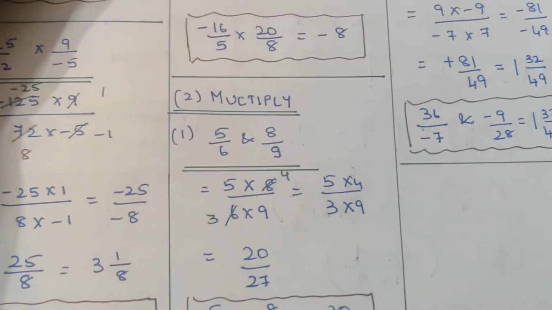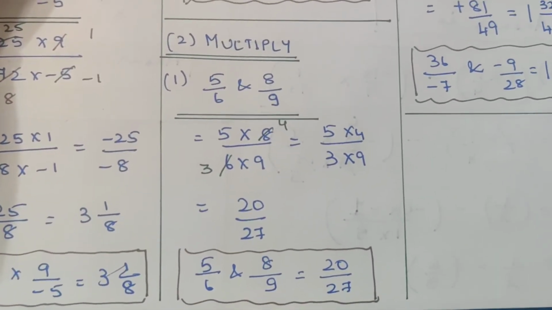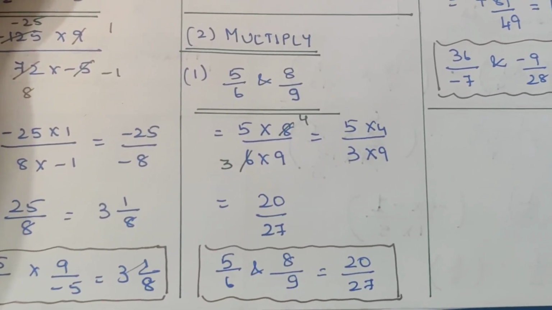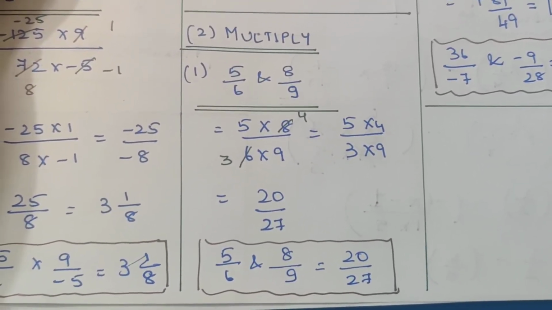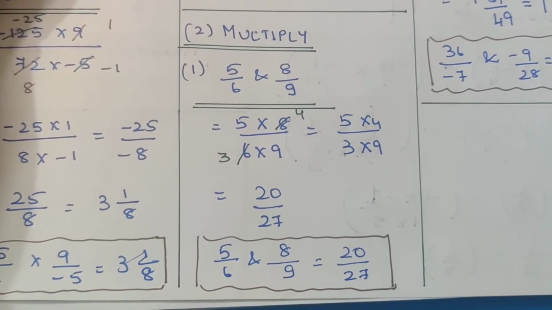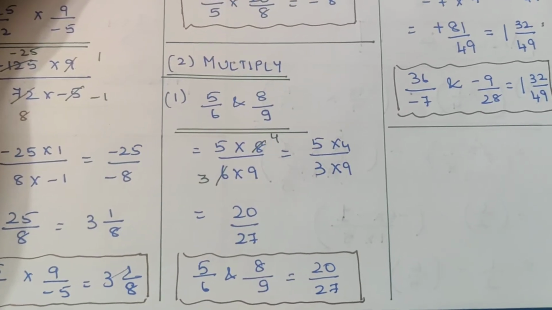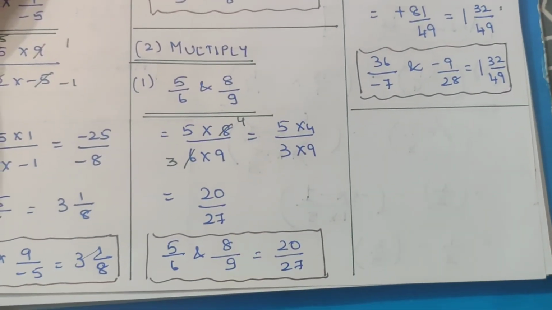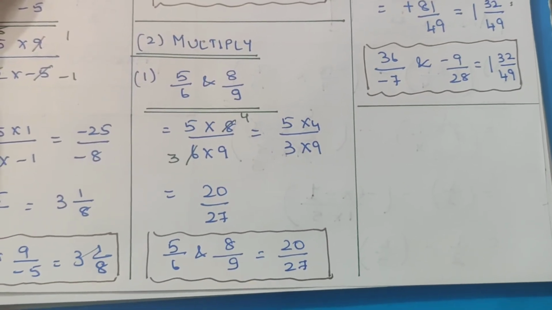It's the second question. You have about 5 or 6 sums in the second question. So let's start doing the first one. 5 by 6 and 8 by 9. That is equal to 5 into 8 by 6 into 9. That's equal to 5 into 4 by 3 into 9. That's equal to 20 by 27. Therefore, 5 by 6 and 8 by 9 is equal to 20 by 27.